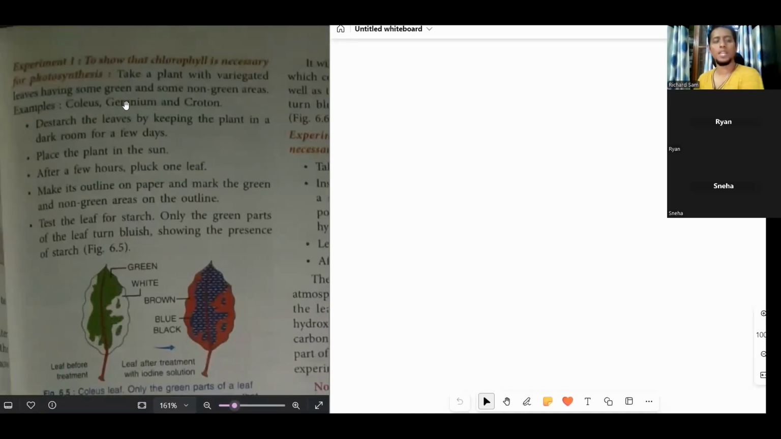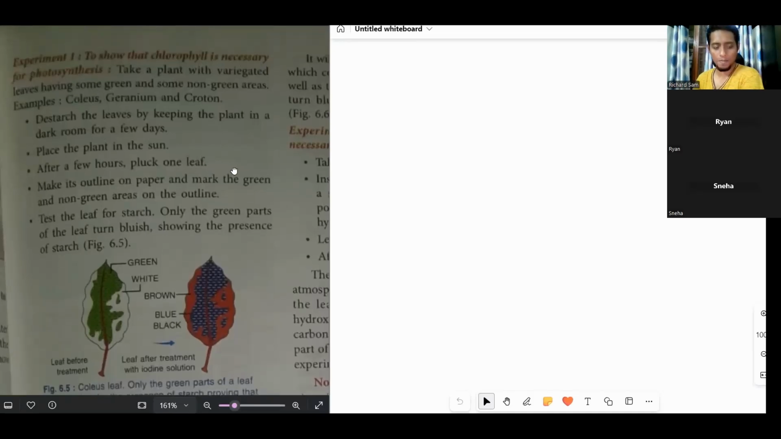Okay, so let's see the first one. To show that chlorophyll is necessary for photosynthesis. Okay, so let's read through it. Take a plant with variegated leaves. Variegated leaf means a leaf which is partly green and partly not green. So something like this. Only the green parts of the leaf will have chlorophyll. The non-green parts will not have chlorophyll.